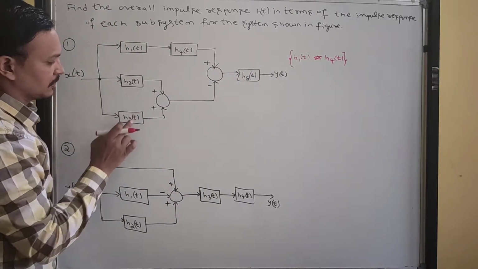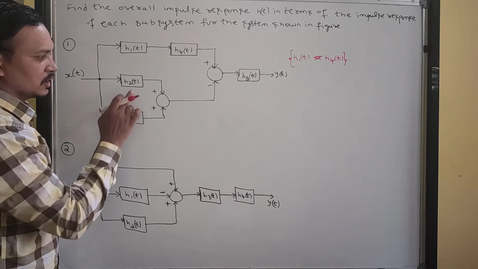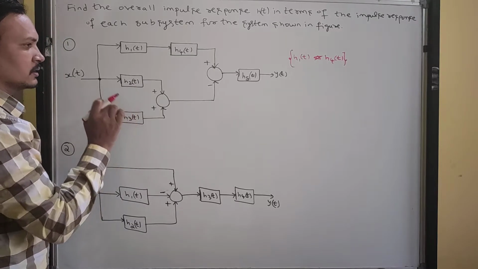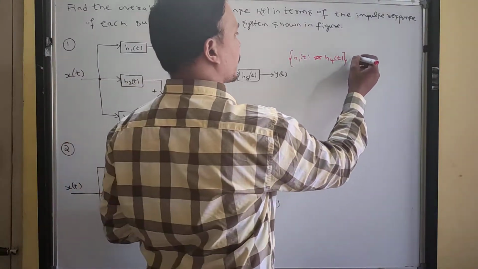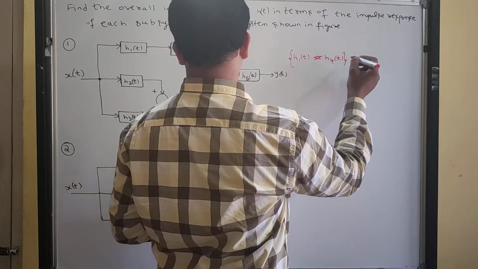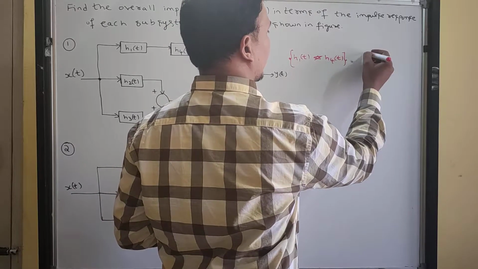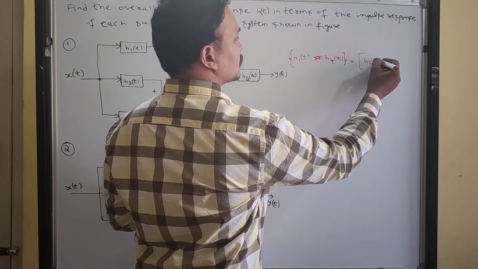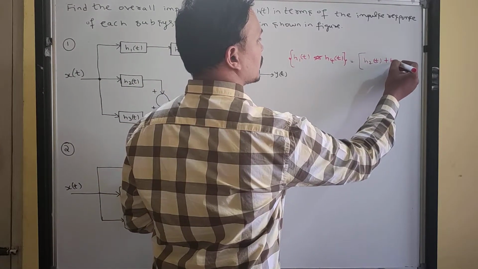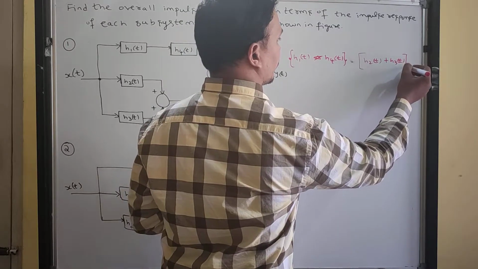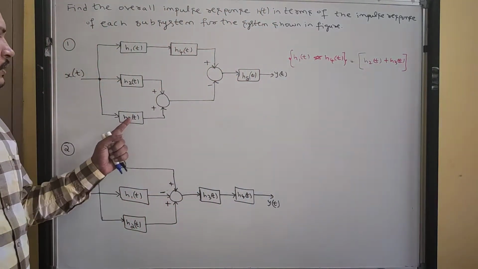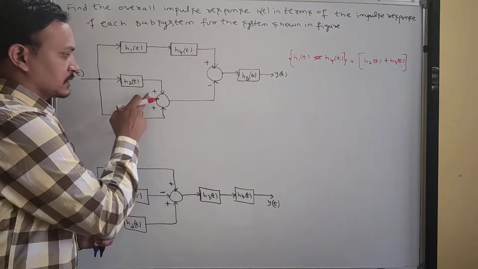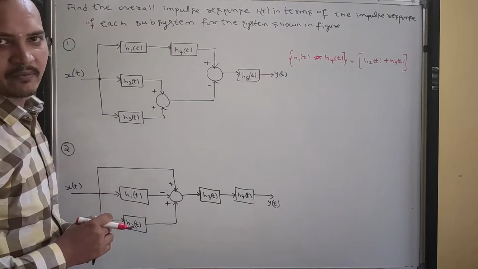Next, look at this side. h2 of t, h3 of t. Both are connected in parallel. You just add them. By adding, what will you get? h2 of t plus h3 of t. Whenever parallel is there, you write plus or minus. You see the symbols here, and based on that, you modify it.